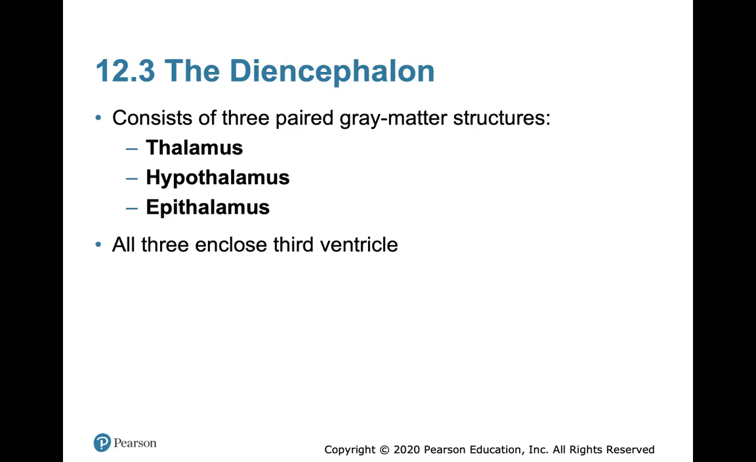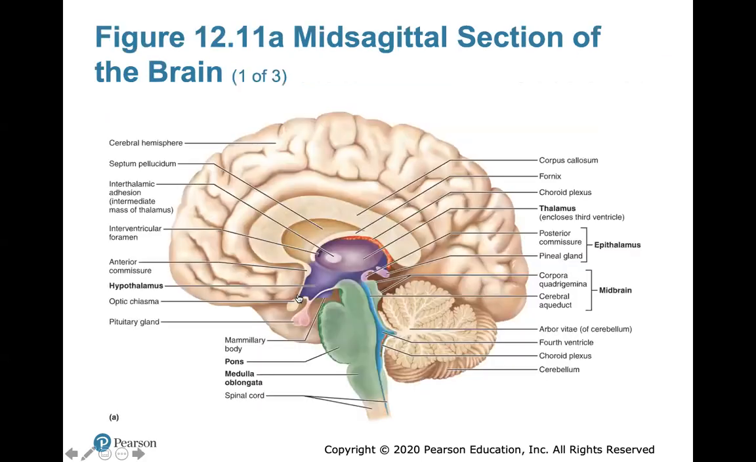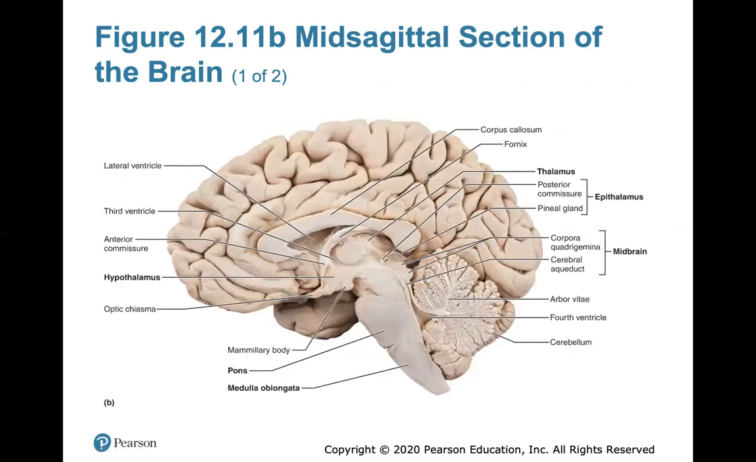The diencephalon then consists of three paired gray matter structures: the thalamus, hypothalamus, and epithalamus, and all three enclose the third ventricle. And this is another great animation, which will show a rotating brain. So now we're going to focus on the diencephalon, the hypothalamus and thalamus. All right, so let's take a look.